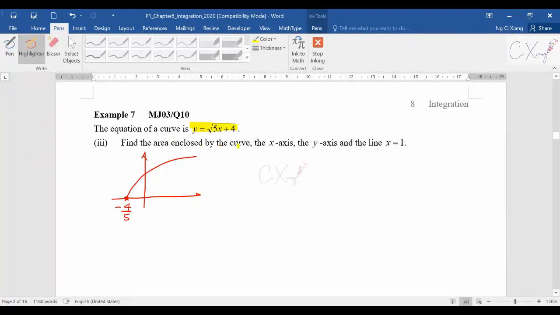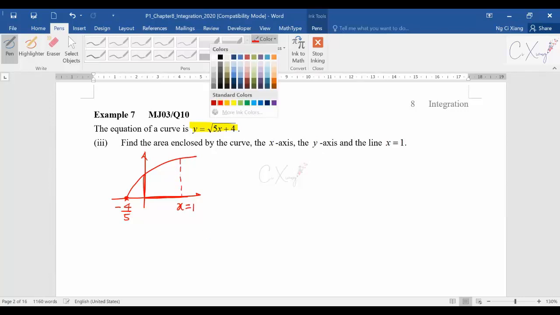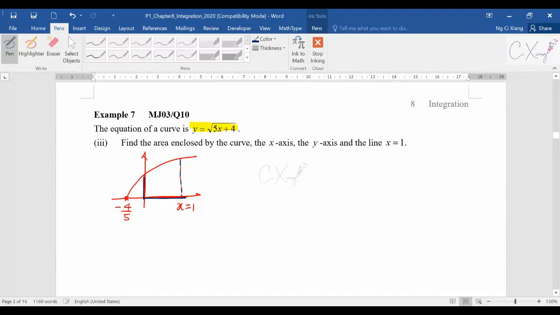Now, find the area enclosed by the curve. So this is the curve, the x-axis means this one, you need to mention it, and the y-axis means this one. And also the line x equals 1, so maybe you need to draw a line here. This is x equals 1. So again, what they say: x-axis, y-axis, x equals 1, and also bounded by the curve. You can see that this is the area that fulfills what they want in the question. This is the area that you want to find out.